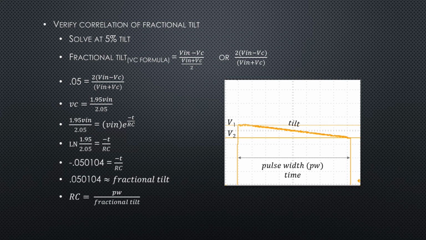And so now we look at those two relationships, and you could run more scenarios if you want to, just to double, triple check. But it looks like RC is in fact equal to pulse width divided by fractional tilt.